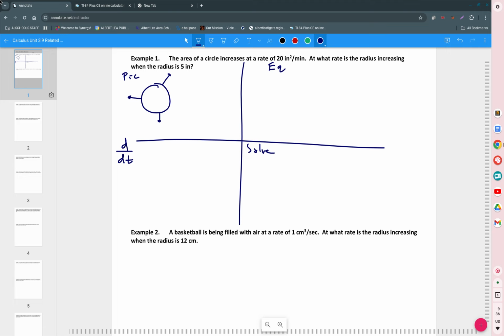I have a circle up here. It's got a radius. It's expanding. It's getting larger. I'm going to need an equation here for area. What is the formula for area of a circle? Pi r squared. That's one you're going to have to memorize. And I also like to write down some knowns and some unknowns here. It says the area of a circle increases at a rate. So this is the rate at which the area is increasing. So A prime is equal to 20. I'm wondering what r prime is. That's the question. I'm told that the current radius is 5.